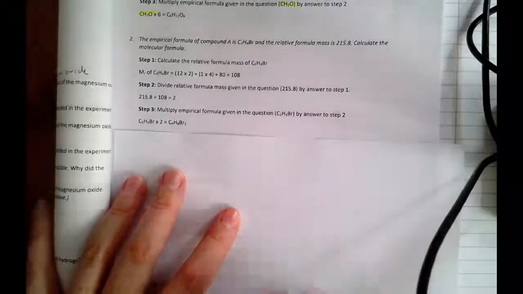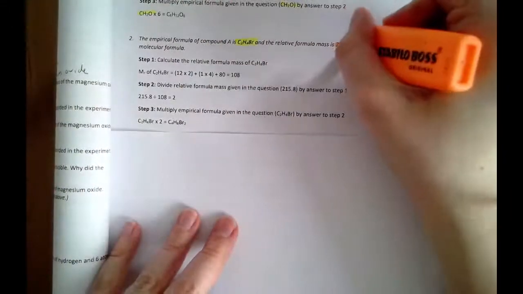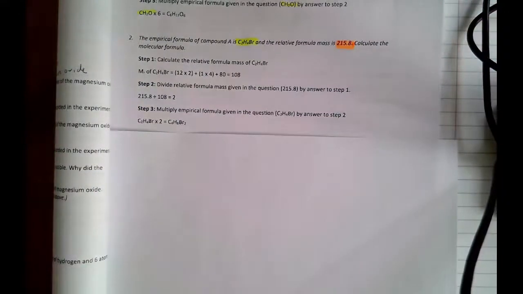Here I've got another example of the same thing. Again, I'm giving you in the question the empirical formula and I'm giving you the relative formula mass. This time that's to a decimal, to relative formula mass.